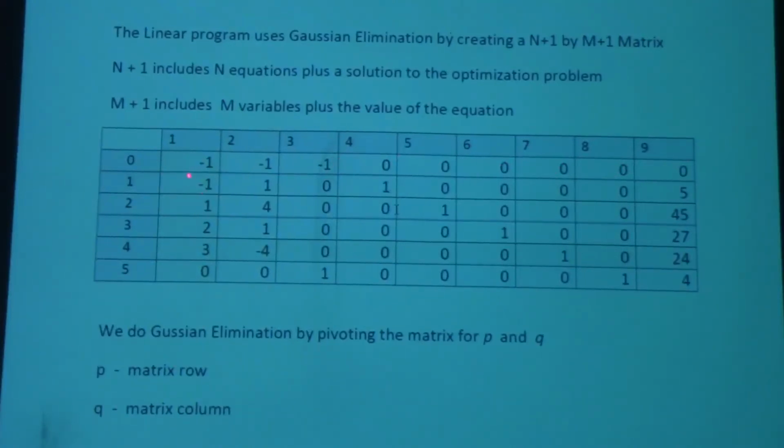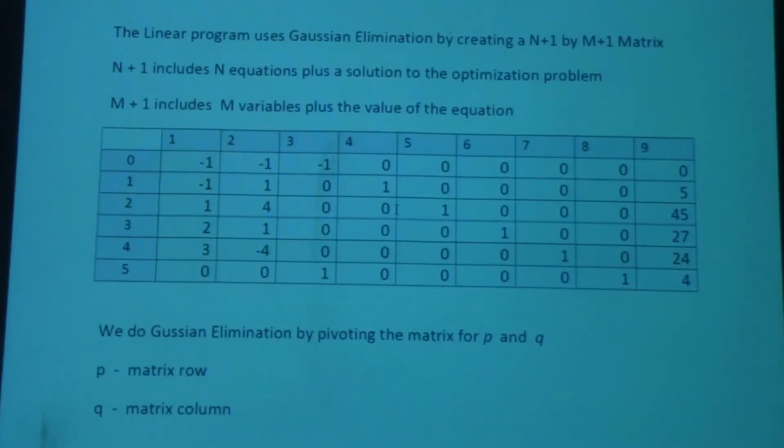This means minus 1 x1, minus 1 x2, minus 1 x3. This is minus 1 x1 plus x2 plus y1 is equal to 5. That's the translation of that equation. The bottom one says what? This says x3 plus y5 is equal to 4. So you understand what it is.